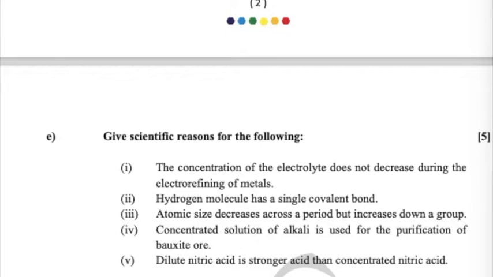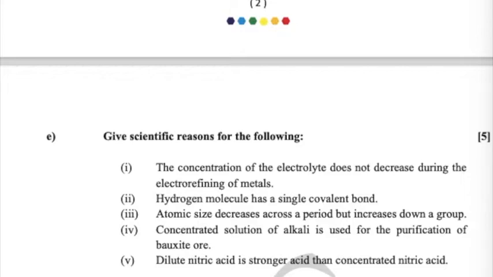Whereas moving in a group from top to bottom, atomic size increases, as with increase in the atomic number, new shells of electrons are added, which overcomes the nuclear force of attraction, hence it is increased. Then, concentrated solution of alkali. Al2O3 being amphoteric in nature dissolves in caustic alkali, forming soluble sodium aluminate, whereas Fe2O3 and SiO2 remain unaffected as insoluble impurities and are filtered out.